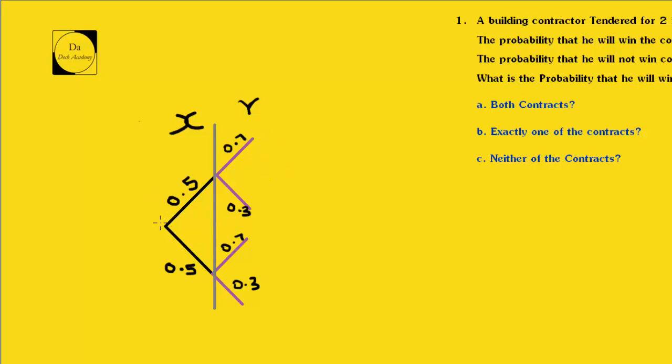If the builder wins contract X and wins contract Y, we have this situation here where he's won two contracts. If the builder wins contract X and doesn't win contract Y, we have the situation here. And I believe this must be making sense now. If the builder doesn't win contract X and wins Y, we have the situation here. And if the builder doesn't win contract X and doesn't win Y, we have the situation here.